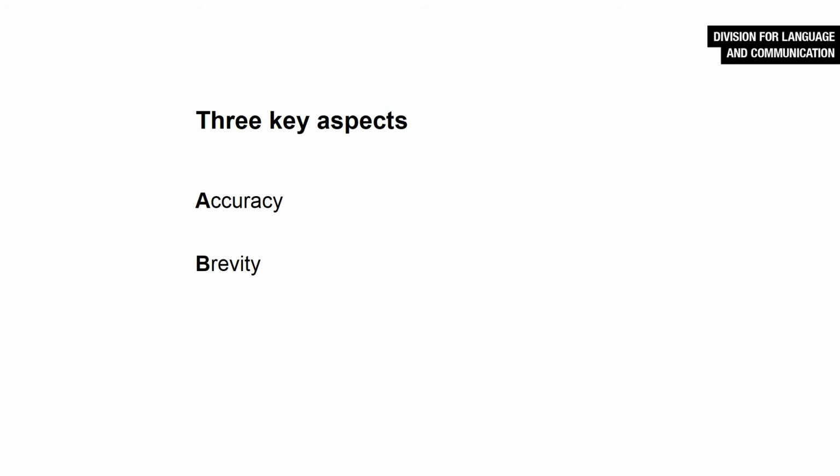Finally, clarity. A good abstract does not contain jargon or colloquialisms, everyday language, and it always explains any acronyms. This brings us to the structure and components of an abstract.